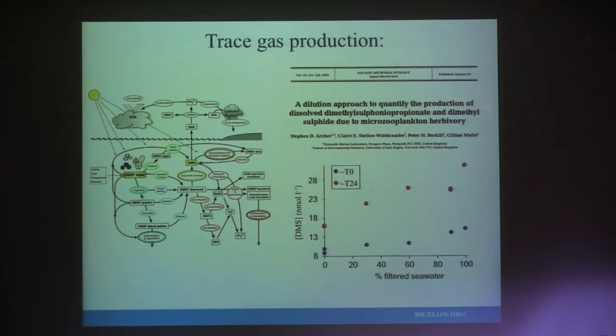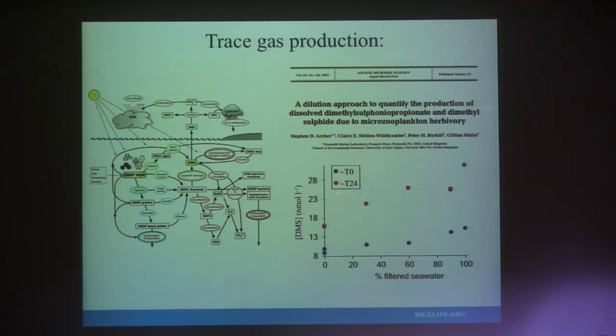So what I was trying to do as a postdoc was figure out how important this process was, that DMSP grazing in the DMS generation. So we did lots of dilution experiments where we diluted, ran the experiments, measured DMS concentrations at the same time, and tried to see any trends. Does DMS production increase with increasing grazing pressure?